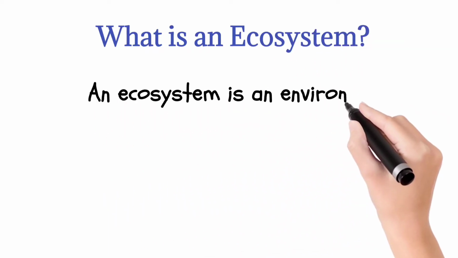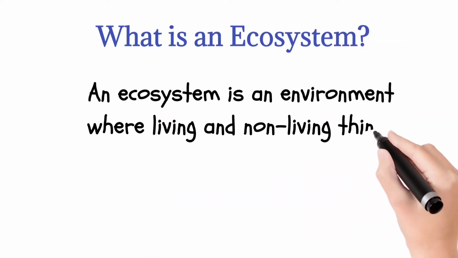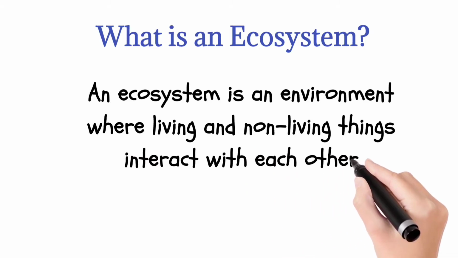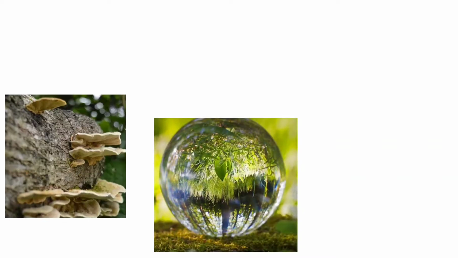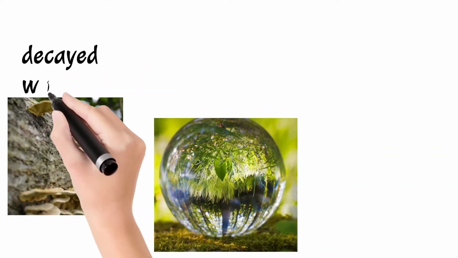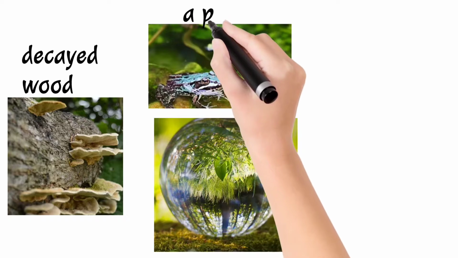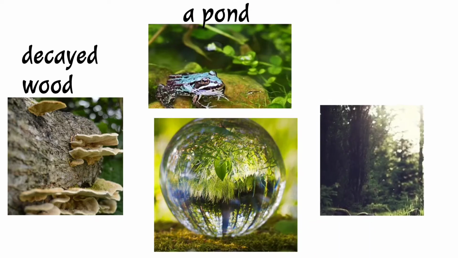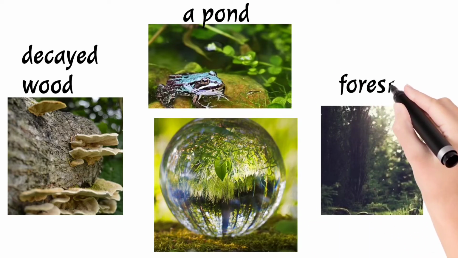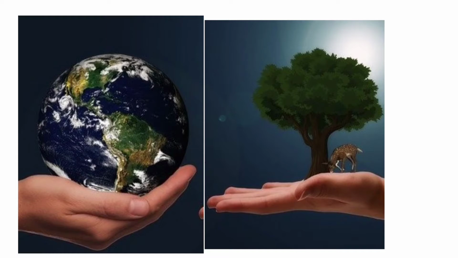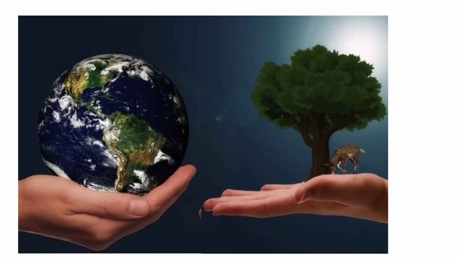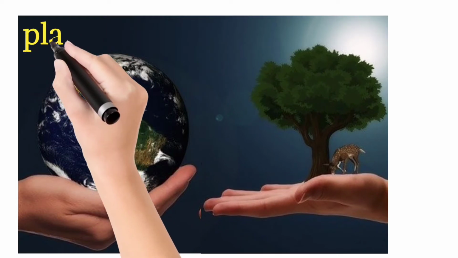An ecosystem is an environment where living and non-living things interact with each other. An ecosystem can be anything from a decaying tree, a little pond in your village, to a huge forest. Our Earth is said to be the biggest ecosystem where living and non-living things interact with each other.